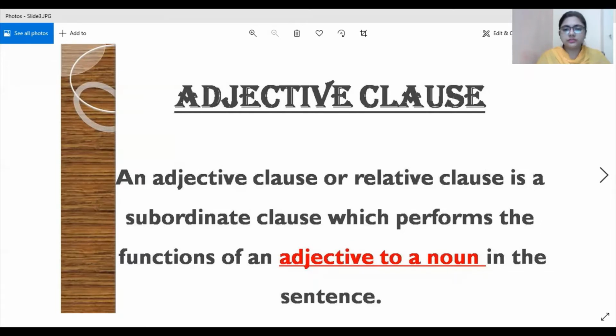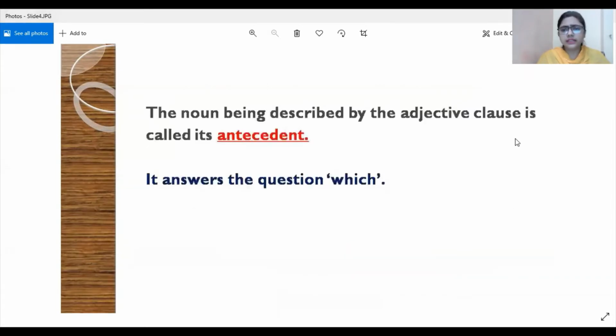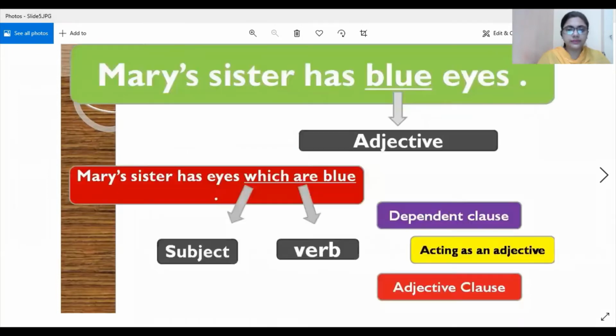The noun being described by the adjective clause is called its antecedent. Whatever noun you find in a sentence which is being described by the adjective clause will be called its antecedent. You can make a note of this point. The adjective clause answers the question which. Whenever you ask which in a sentence, you will get an adjective clause as its answer. We'll look at the examples now.